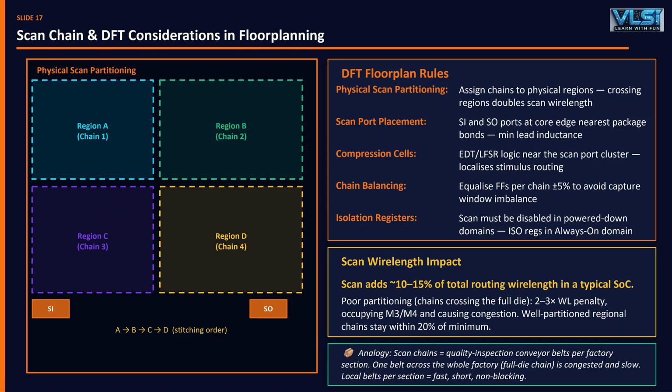Now here's the problem. If you create one long scan chain across the entire chip, routing becomes huge. Delay increases, congestion increases. So what do engineers do? They break the chip into regions. Each region gets its own scan chain, shorter chains, less routing, better performance. Now scan input and output pins must be near edges, so testing hardware can access them easily. And scan chains must be balanced, same number of flip-flops, otherwise test time increases. So even test starts with good floor planning.